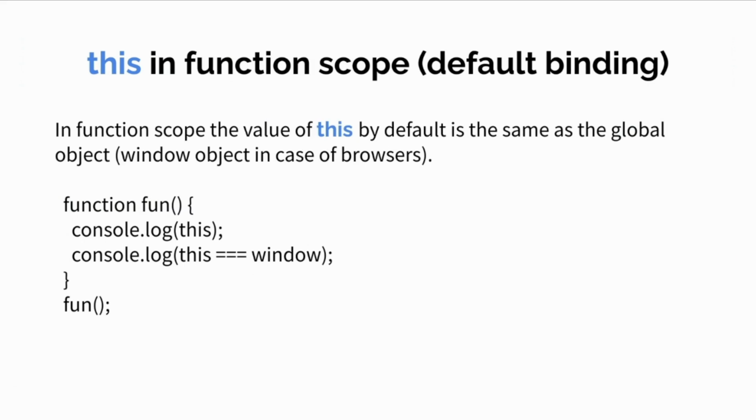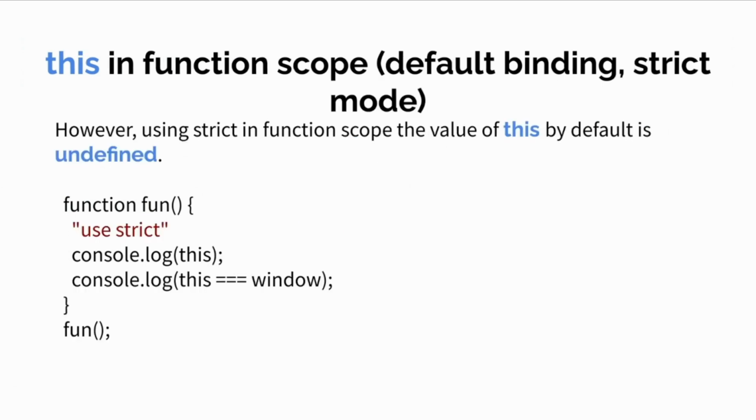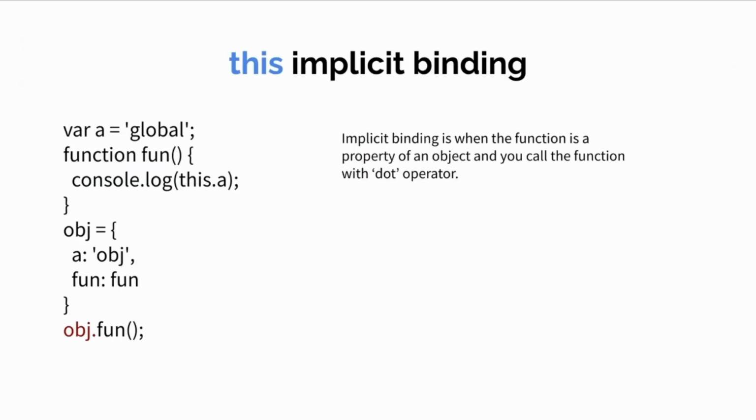Now, what if you did this inside of a function? If you had a function and you console this, you'll again have the same result. You'll get the window object. But if you used strict mode and then ran a function, what you will get is undefined. The value of this is undefined if you're using strict mode, and clearly this === window will be false.